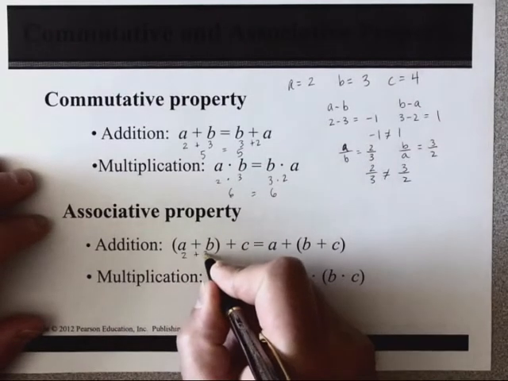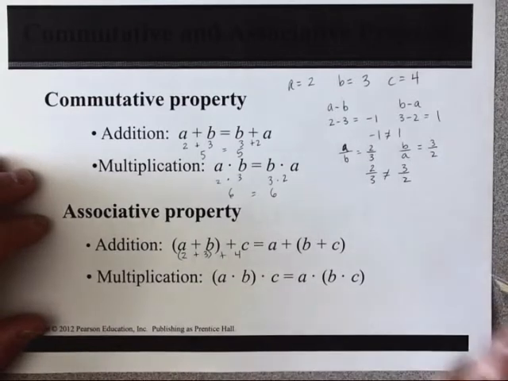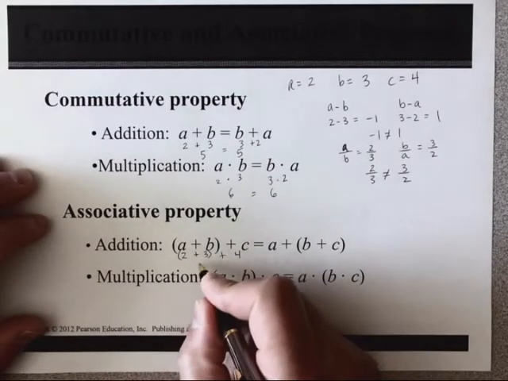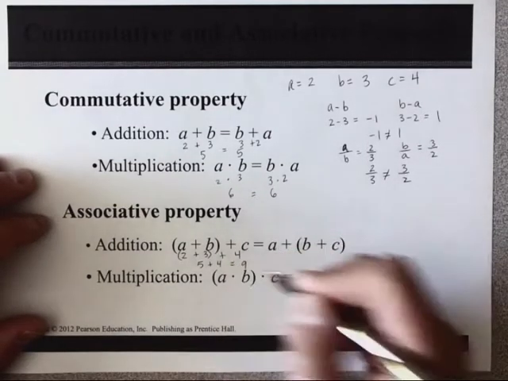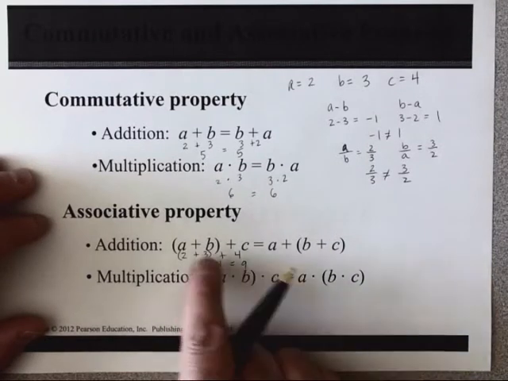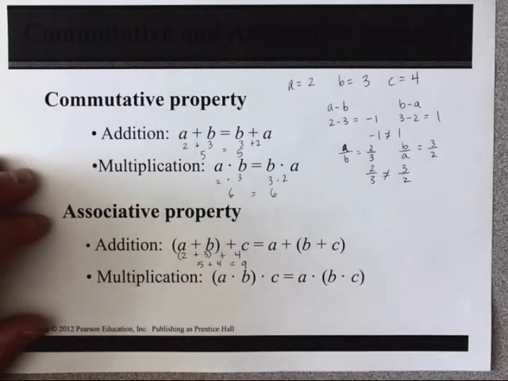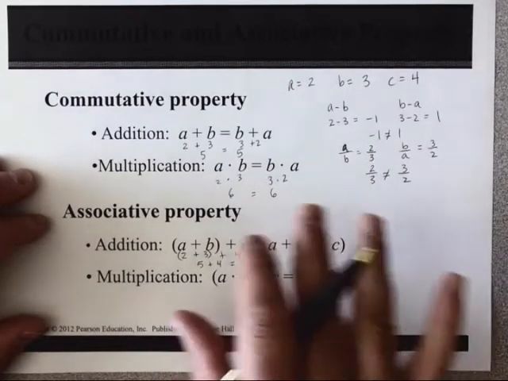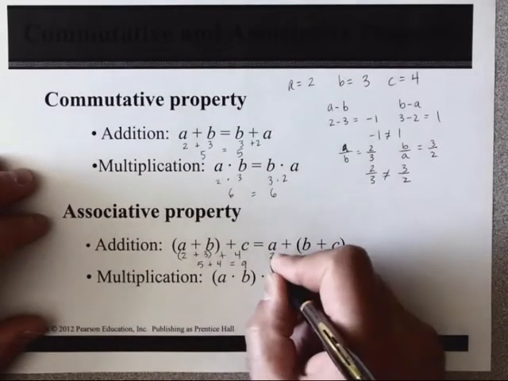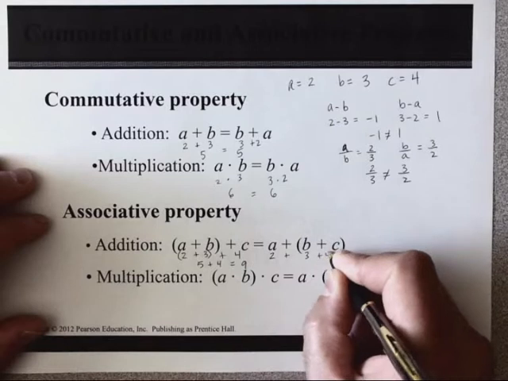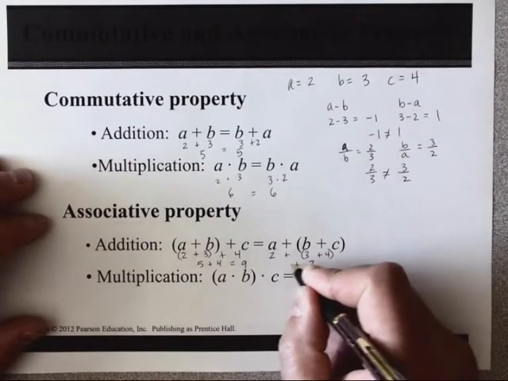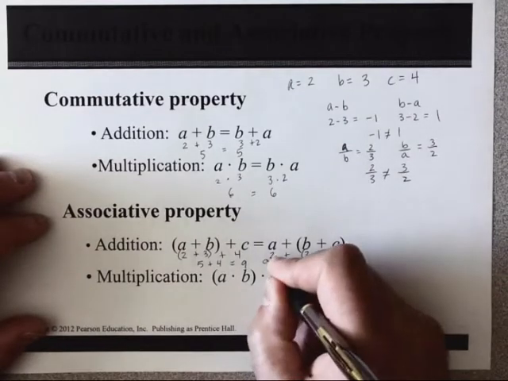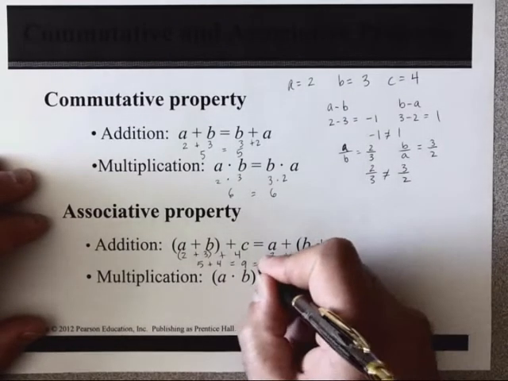So 2 plus 3 in parentheses plus 4. Obviously, following the order of operations, I do the parentheses first. 5 plus 4, and I get 9. And then if I rewrite this so that, notice that the order's not changing here, A, B, and C. I'm just moving the parentheses. I'm just moving the grouping symbol around. 2 plus 3 plus 4 in parentheses. Do the parentheses first. I get 7 plus 2, which is also equal to 9. And of course, 9 equals 9.